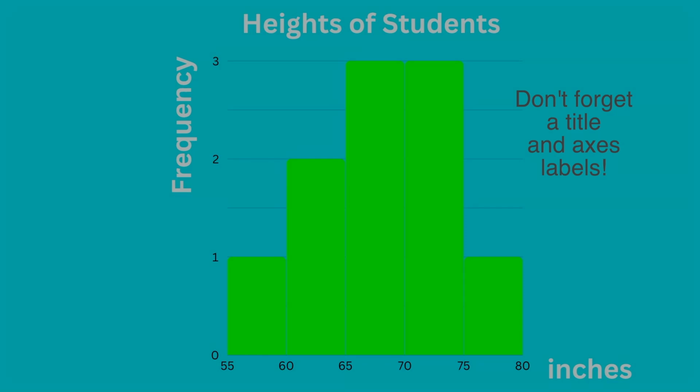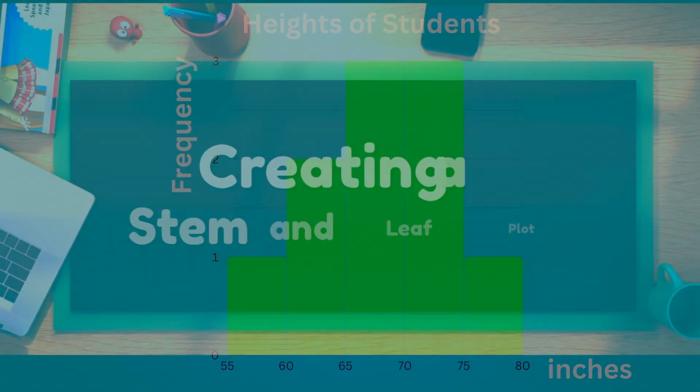Notice that the bars touch each other, unlike a bar graph for categorical data where the bars are separate. This is because height is a continuous variable.